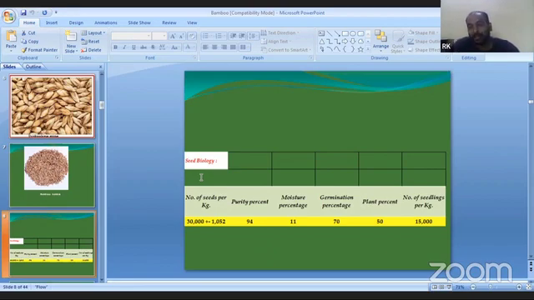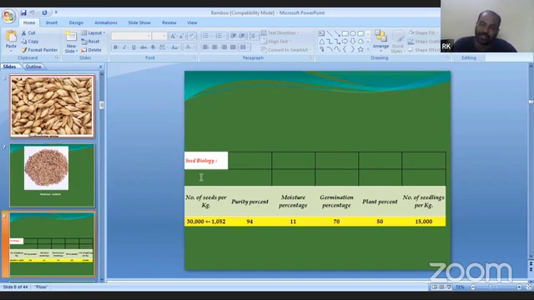Then what is the plant percentage? Germination percentage depends upon the seed germination. Plant percentage is the success rate of the germinated seedlings becoming plants. That is called plant percentage, 50%. So the number of seedlings per kg: how many seedlings do we produce from 1 kg? 15,000 is possible. This is the average. This chart is very important.